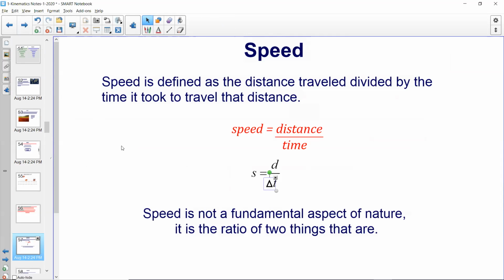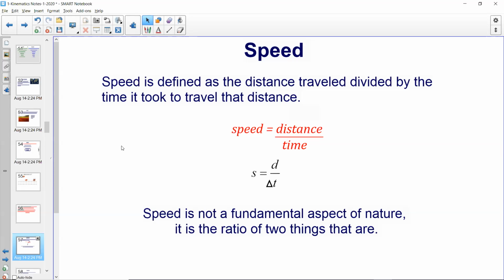All right, now let's talk about speed. So we mentioned a couple slides back that speed is an example of a scalar. We don't care about the direction of an object when we're referring to its speed. We just want to know what is the ratio of the distance that it traveled compared to the time it took to travel that distance.